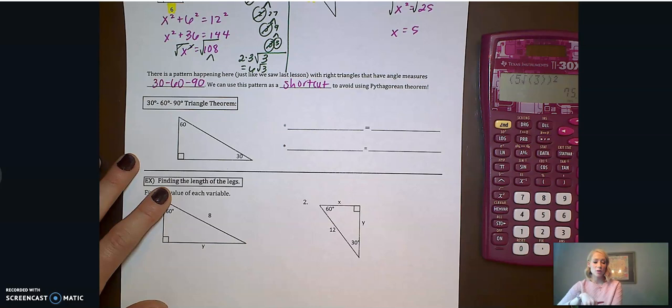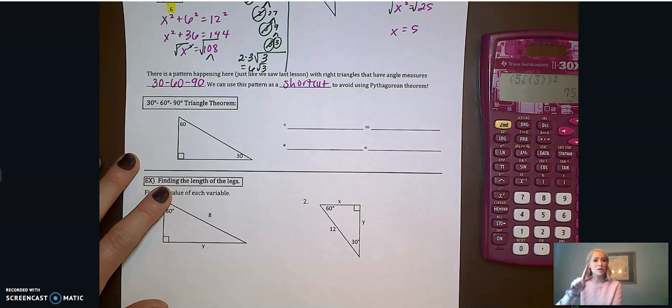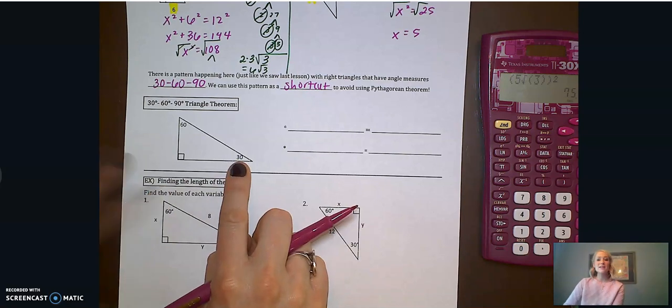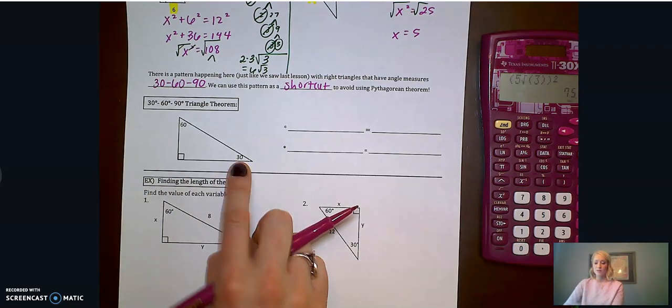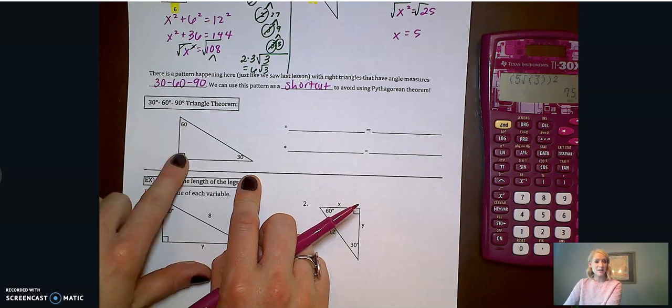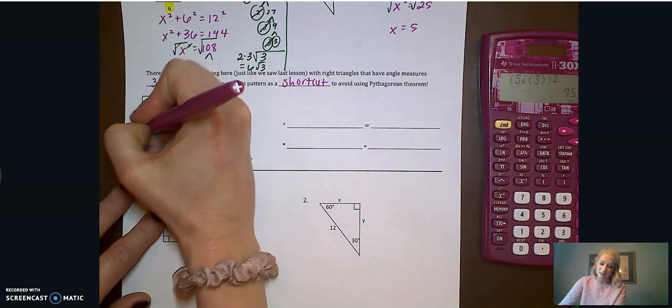One of the legs is shorter than the other one. The short leg, and I'm going to call it the short leg and the long leg, the short leg is across from the smaller angle. So across from your 30-degree angle, that side right there, that's the short leg.